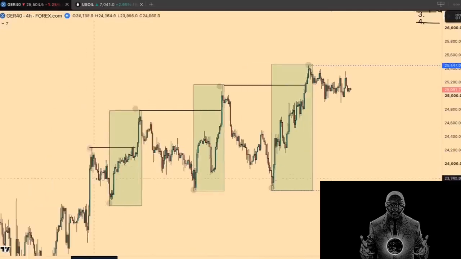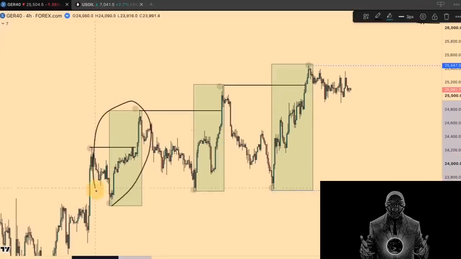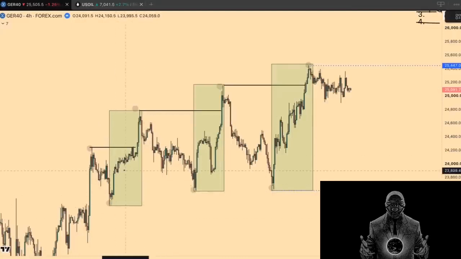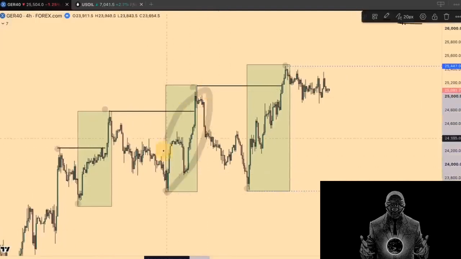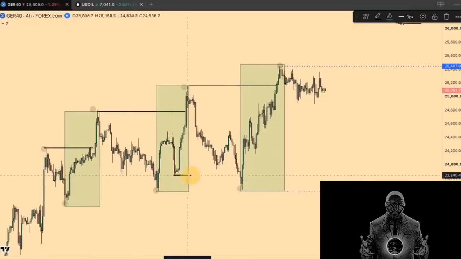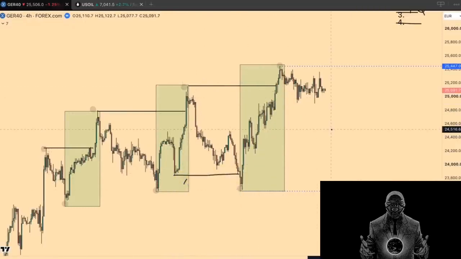For example, previously in this first impulse towards the highs over here, we had very clear trend line liquidity, where we had a beautiful trend line. The market took out all of that trend line liquidity and then continued driving further towards the highs. In the second impulse right over here, what we had there was swing low liquidity. Once the market took that out, it was then ready to continue driving towards the upside.